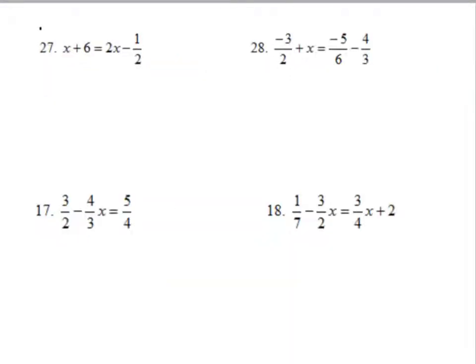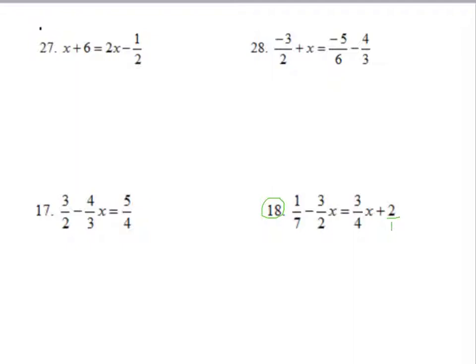Now that little basic review leads me to some of the problems that we really struggle with in Chapter 3. Chapter 3, we had fractions within our equations. So let's focus in on problem number 18. I have 1/7 minus 3/2 x equals 3/4 x plus 2. If it makes you feel better, you might want to put a 1 underneath the 2. The denominator there is 1.